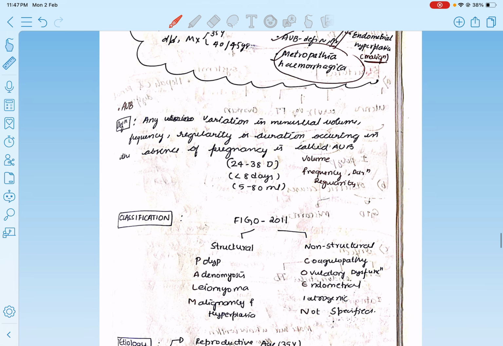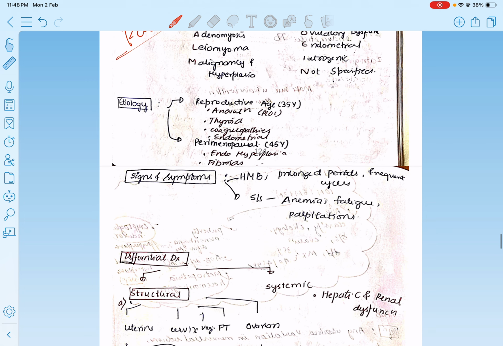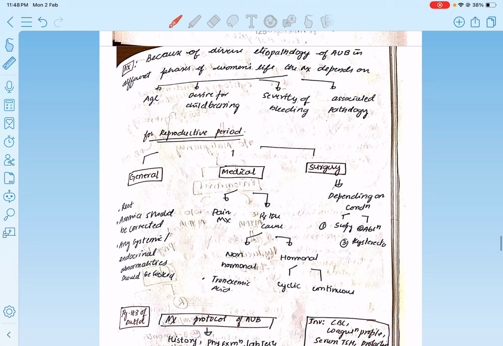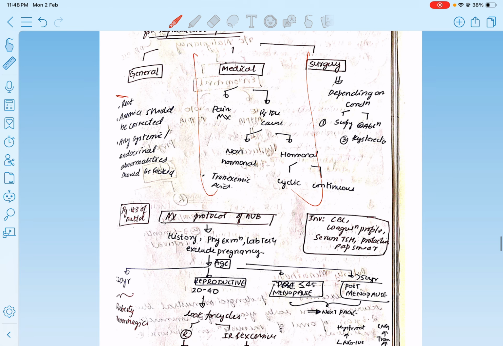Again AUB, you have to remember the PALM-COEIN classification. But the definition itself is an important thing. Either AUB can be related to volume or frequency or duration or the regularity part of it. These are the etiology. Again the same PALM-COEIN you can write for etiology, and these are the differentials. This is how we manage. Again while writing you have to talk about general management, medical management, and surgery.